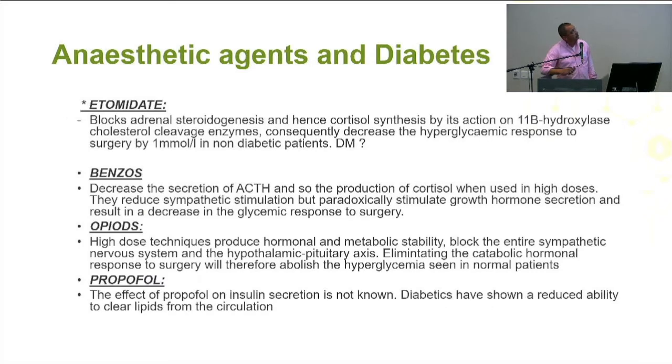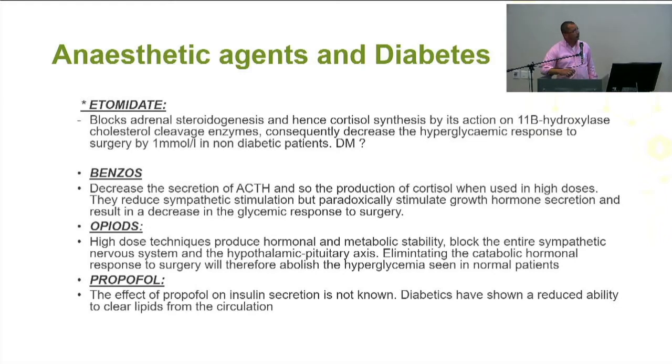Just a short note on some anesthetic agents and diabetes, and I added this this morning. They say about etomidate, it blocks the steroidogenesis and hence the cortisol synthesis, and therefore can lower your glucose in normal patients by 1 millimole. In diabetics, they're not too sure of the effect of etomidate. Benzos, same thing basically, and we're talking about high doses here.